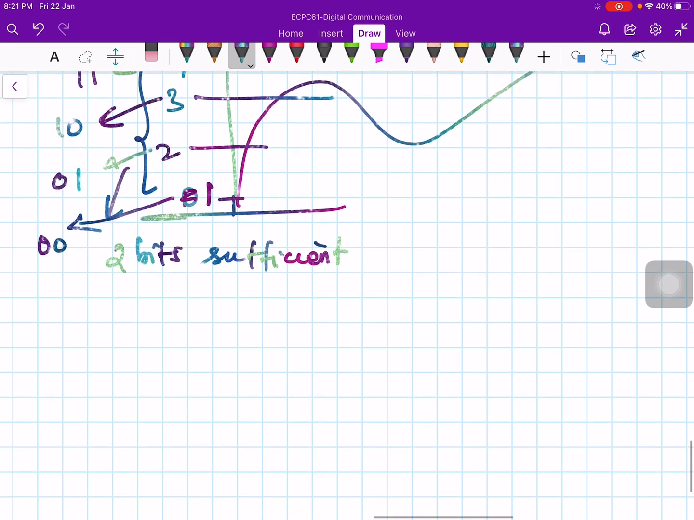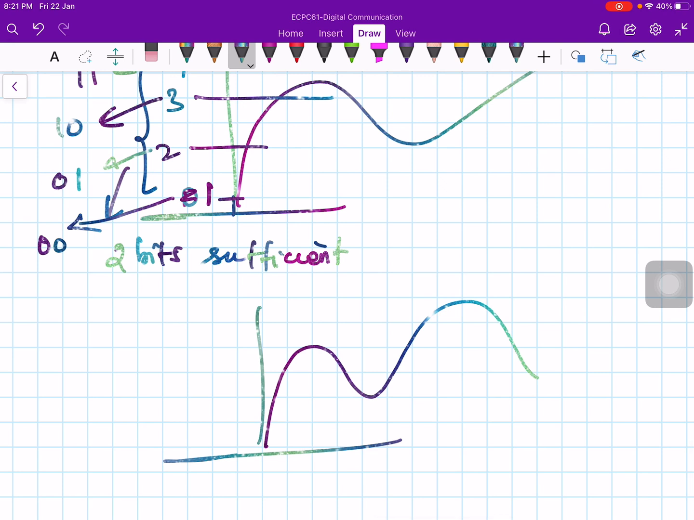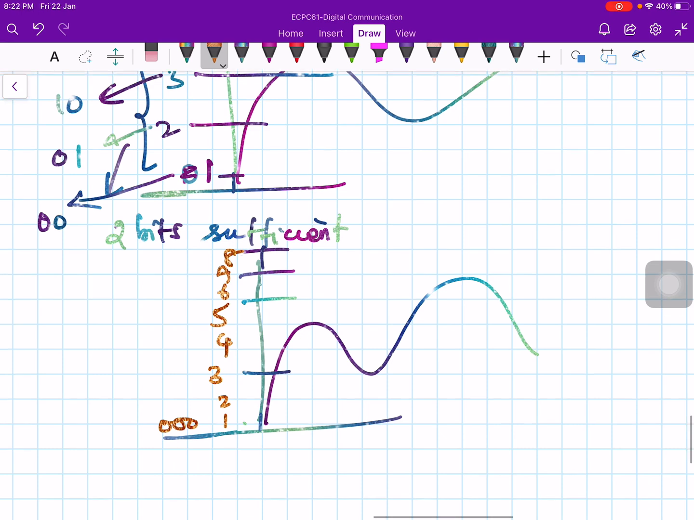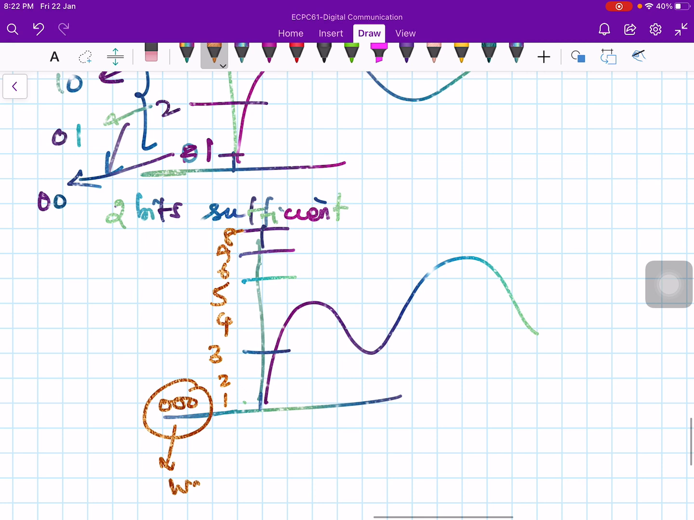In case you have 8 levels, 1 2 3 4 5 6 7 8, then you use 000 and so on. 3 bits are enough to represent these 8 levels. So depending on the number of levels, you need that number of binary digits. That's it. And this is called a word. These 3 bits together are called a word. So each word represents the quantizer output level.